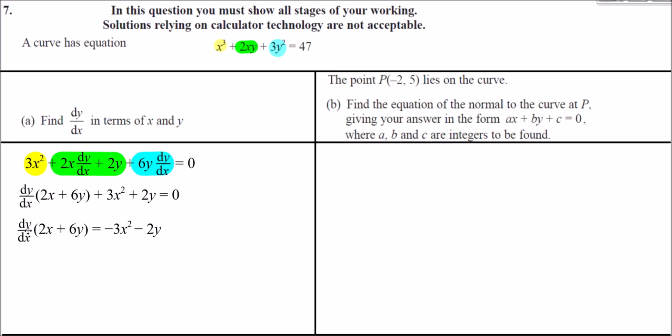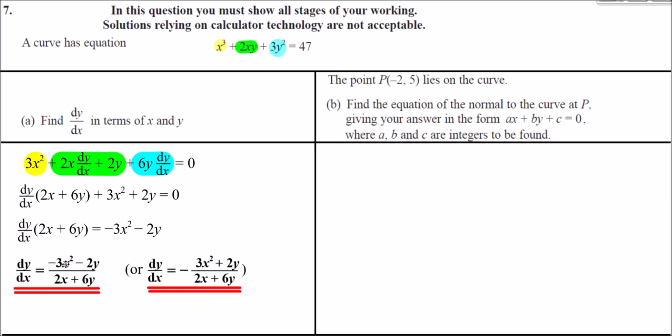Finally, I can get dy by dx by dividing everything by 2x plus 6y, so therefore dy by dx is minus 3x squared minus 2y, all divided by 2x plus 6y. Or because all the denominators is minus, you could factorise out the minus here and just put it all as minus all this fraction. So these two answers are equivalent, either or will score full credit.